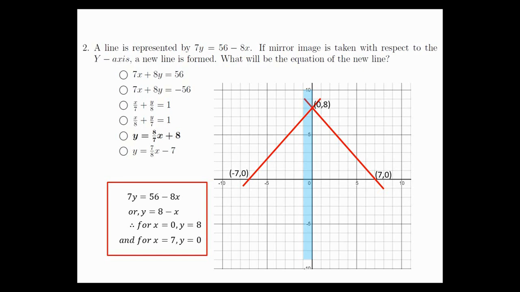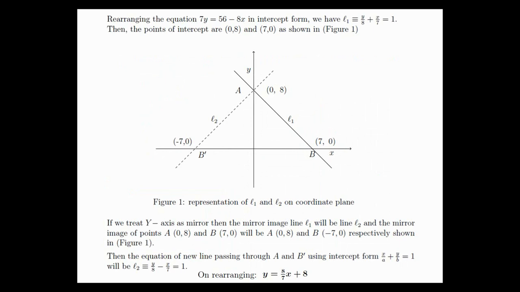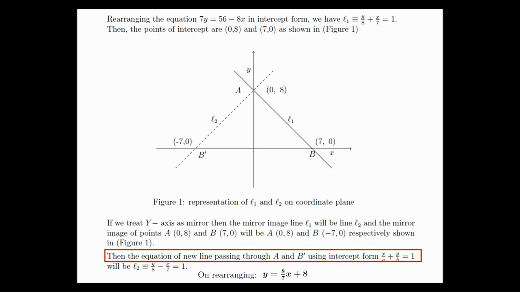Now this is actually in the solution. The AB line, and there is a mirror image taken along AB dashed, and that is shown in the dashed format, the dashed line. Now if we want to write the equation of AB dashed line, then we can use the intercept form, which shows x by a plus y by b equals to 1.